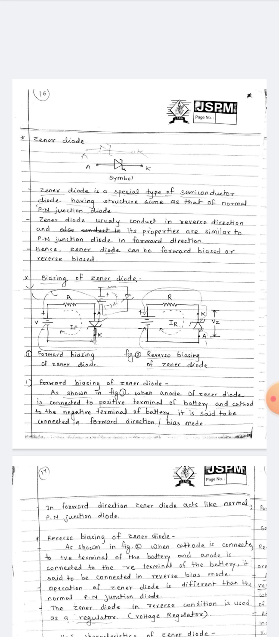So if there is any fluctuation in the supply voltage, this diode will provide only a stable voltage at the output side, which is called regulation. So this type of diode is used in the voltage regulation process. Now, this diode's construction is different. Different types of doping are done in this diode. So this diode behaves very smoothly in reverse conditions also.